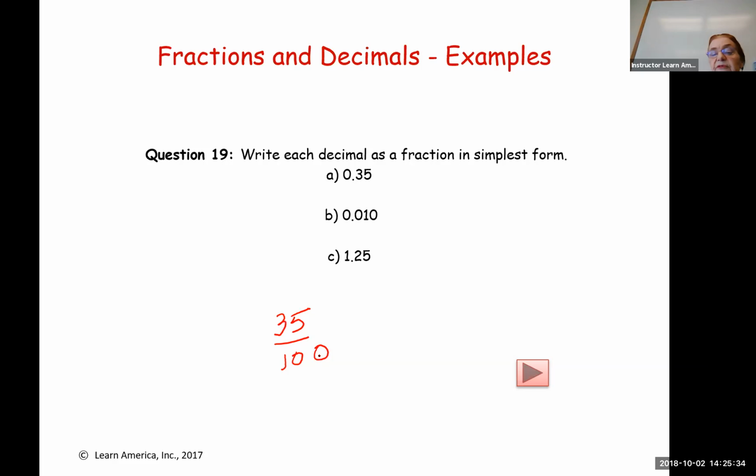Now, of course, that can be reduced by dividing by 5. And so in reduced form, we get 7/20. Now you try and see if you can do parts B and C following the same idea. I'll give you a few moments to do that. And now let's see what we come up with.